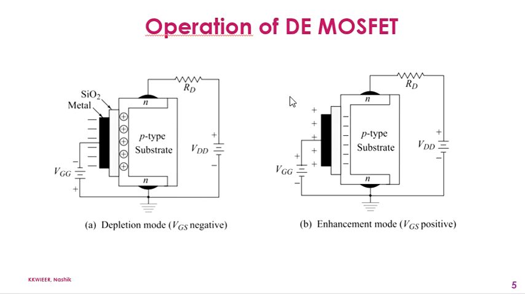Now we will see the second mode of operation, that is enhancement mode. In this mode, VGS is made positive. So with the positive gate voltage, positive charge carriers will be generated on the SiO2 layer, and on the other side, in the p-type layer, the negative charge will get generated.